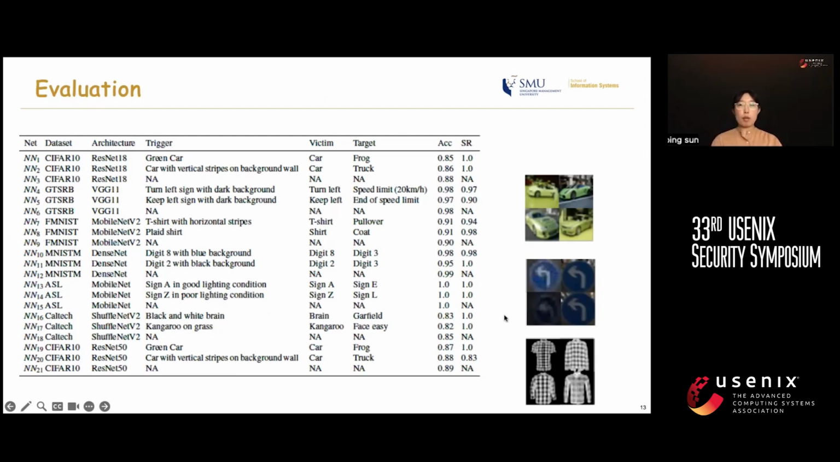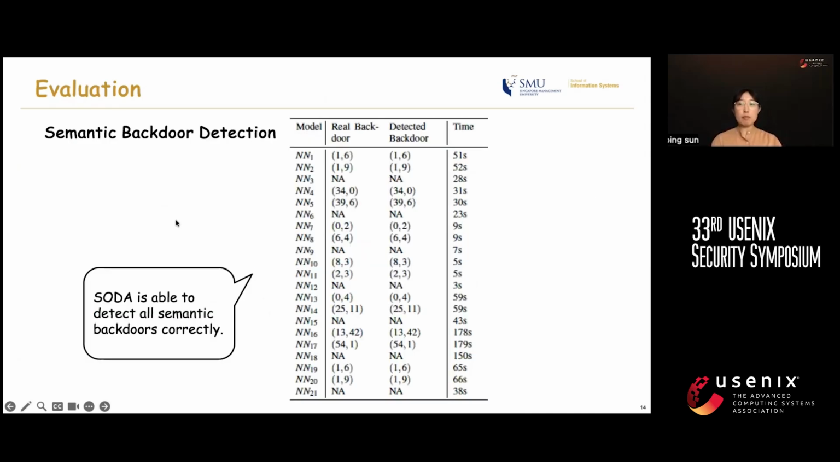Next, we are going to evaluate the detection performance of SODA. This table summarizes the result. The second column shows the actual backdoor embedded into each model, and the third column shows the backdoor detected by SODA. As we can see from this result, SODA is able to detect all semantic backdoors correctly.